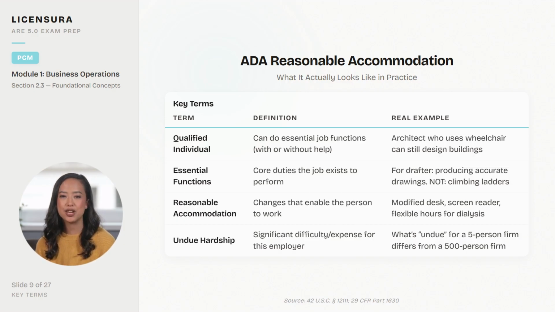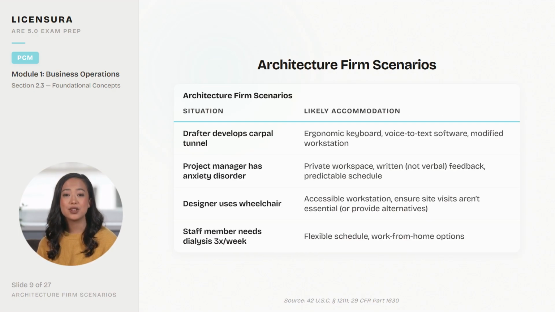And undue hardship means significant difficulty or expense for this specific employer. And that's a key detail. What counts as undue for a 5-person firm is very different from what counts as undue for a 500-person firm. Context matters. Let's look at how this plays out in a real architecture firm.